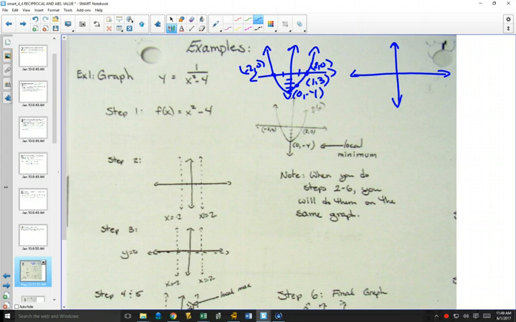So first of all, do we have any? The first step is asymptotes. In here, that's step 2 and step 3 together, but we're going to do it all as one step. Easier to remember, asymptotes. So do we have any x-intercepts? Yes. We have an x-intercept at -2 and at 2.